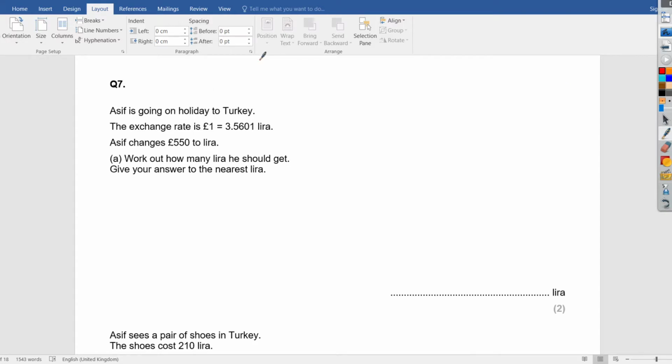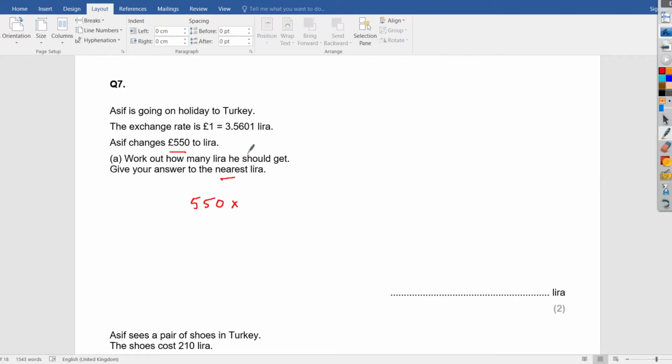Asif is going on holiday to Turkey. The exchange rate is £1 is equal to 3.5601 lira. Asif changes £550 into lira. Work out how many lira he should get. Give your answer to the nearest lira. So 1 mark for doing the calculation, 1 mark for rounding it to the nearest lira. So let's do this. It's straightforward.